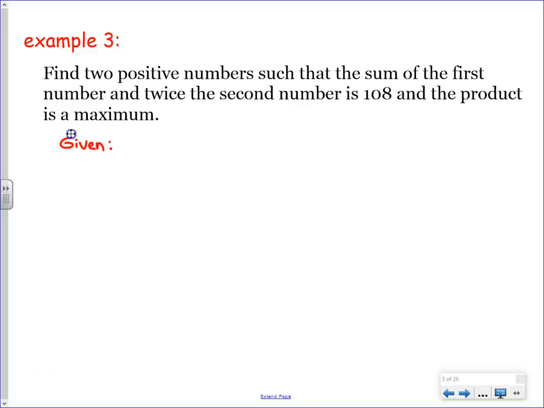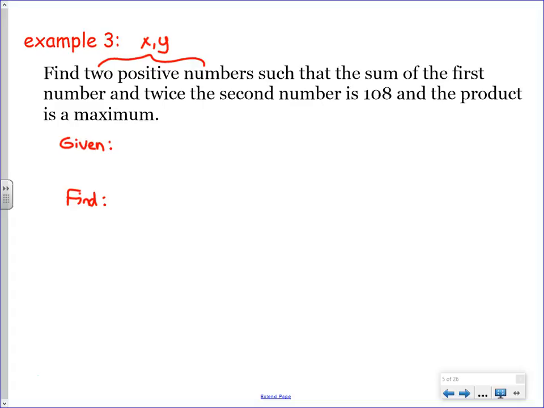Find two positive numbers. Oh, alright, fine. X and Y, right? Aren't we given the sum of the first number and twice the second number is 108? Isn't that like a statement? Like that's a condition or a restriction? How would you write that in a mathematical statement?